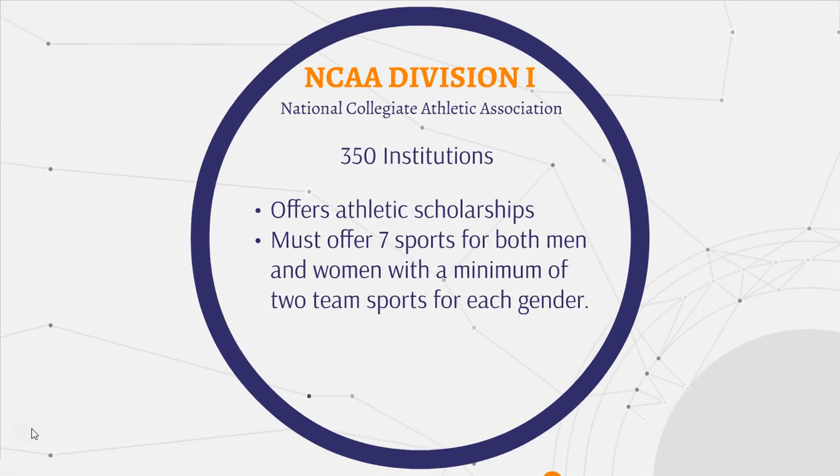NCAA Division I gets all the media attention, and most of the NCAA revenue goes towards these schools and conferences. NCAA Division I has 350 institutions. Division I schools do offer athletic scholarships. Each Division I school must sponsor a minimum of 14 sports, 7 for each gender. There are also minimum academic requirements that must be met in order to compete at the Division I level. We will discuss the initial eligibility requirements in an upcoming course.